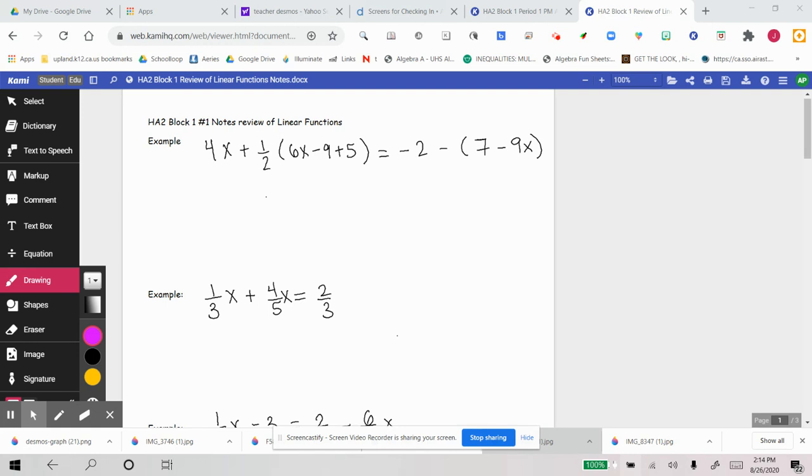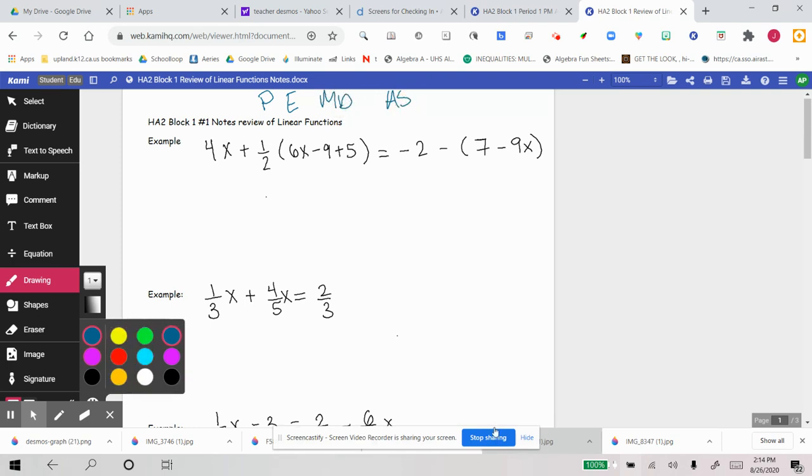This right here is the notes for your first major assignment, which is a review of linear functions, graphing linear functions, and solving linear functions. Remember that PEMDAS: please excuse my dear Aunt Sally. Or what some people will say is, please eat McDonald's after school. P stands for parentheses, and that means you need to do anything inside the parentheses first.